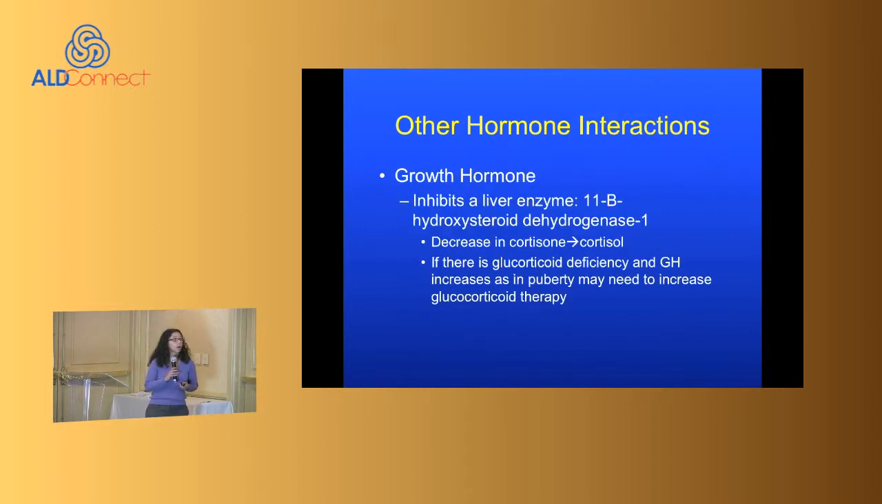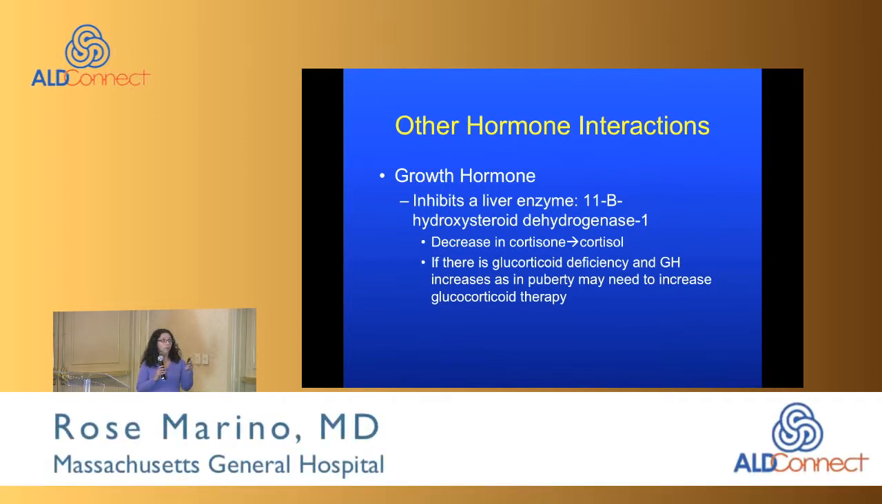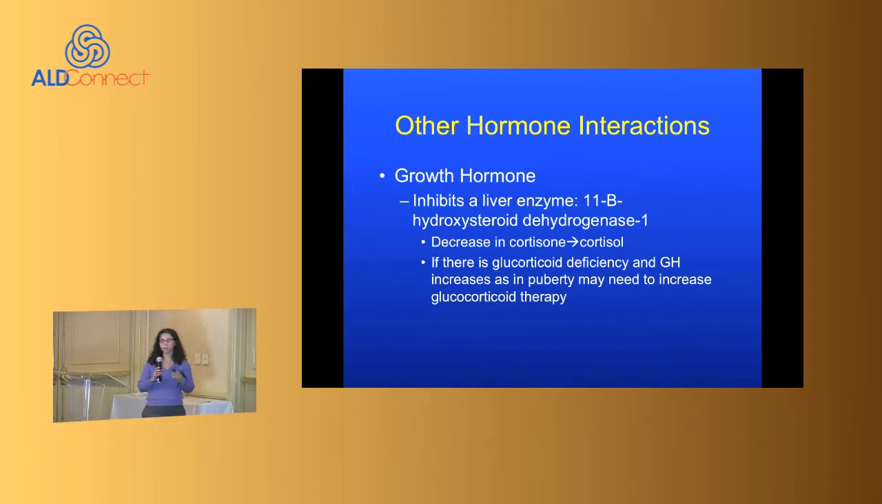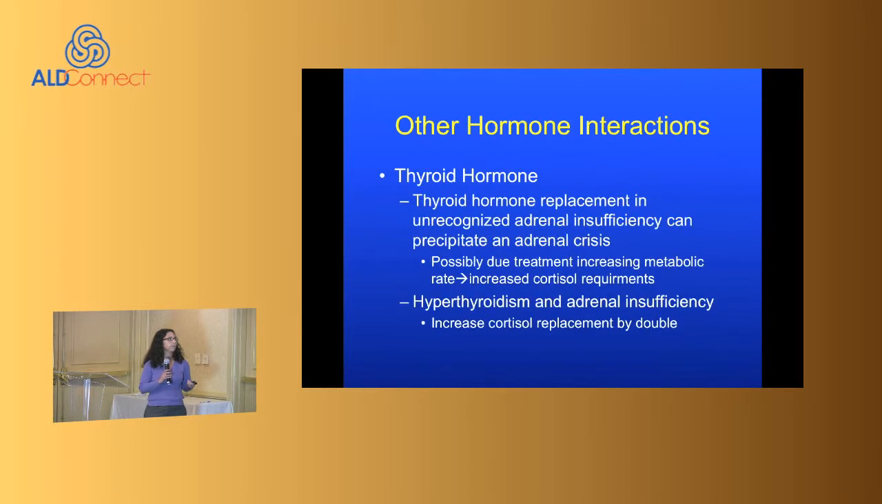So there are other hormones that interact with cortisol as well, and growth hormone is actually one of them. Growth hormone inhibits an enzyme in the liver, and so it decreases the conversion of cortisone to cortisol, and cortisol is the active hormone as opposed to cortisone. So if there is adrenal insufficiency, and for whatever reason you're diagnosed with growth hormone deficiency, you're given back growth hormone. Growth hormone also increases greatly during puberty. This may be a cause for needing more glucocorticoids during that time.